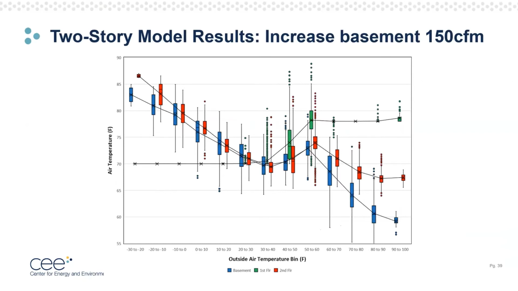So here's a case where the basement airflow was increased by 150, and again, the first floor flow was decreased by 150. The basement and second floor temperatures are near the set point in the 30 to 40 degree weather, but they get considerably higher in colder weather. Although we didn't see this in our measurements, I know people who live in houses that have uncomfortably warm second floors in colder weather, and it's due to this kind of phenomenon.